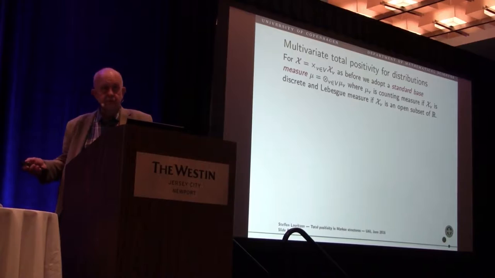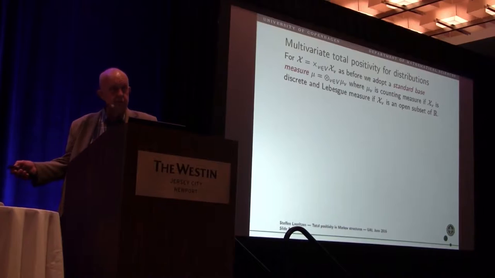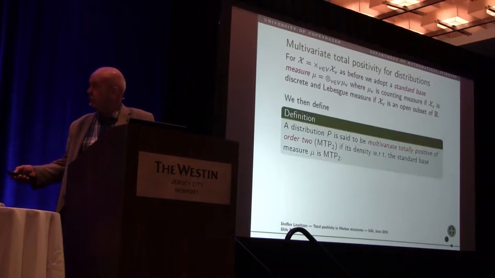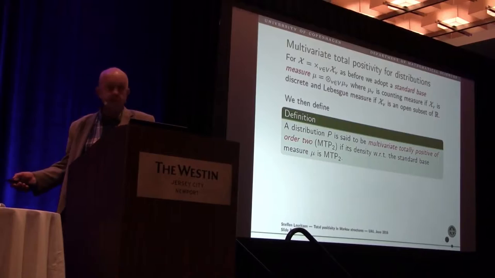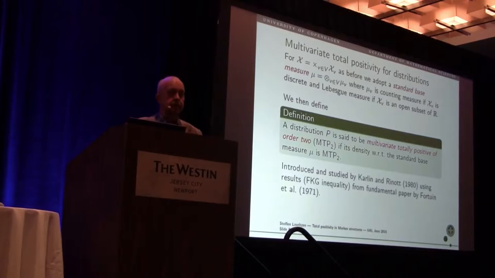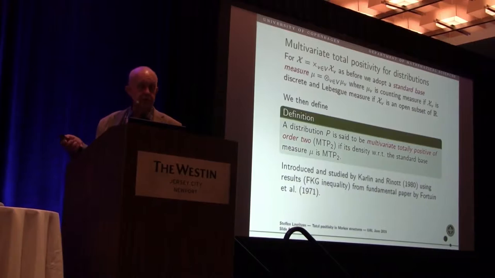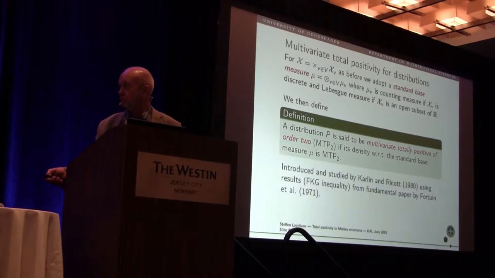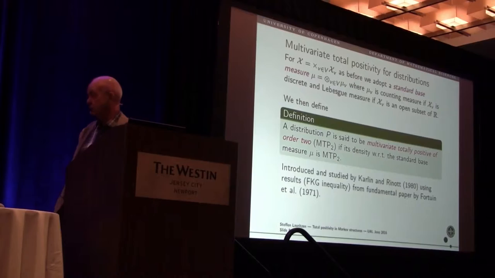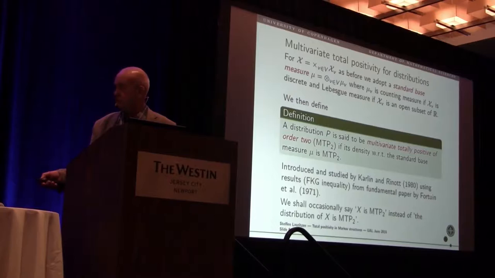We have to think of multivariate total positivity as we look at density functions, with respect to what we call a standard base measure, which is the counting measure if it's a discrete variable, and otherwise the Lebesgue measure. So the distribution is multivariate totally positive of order 2 if the density is. That's the definition. This has been studied in some detail by Karlin and Rinott in 1980. There's a book by Karlin on total positivity, which is for the bivariate case, but this is the generalization to the multivariate case from 1980. Interestingly, using this concept, it comes down to what is known as the FKG inequality, from Fortuin, Kasteleyn and Ginibre, which is classic in statistical physics. And instead of saying the distribution is MTP2, I just say X is MTP2.